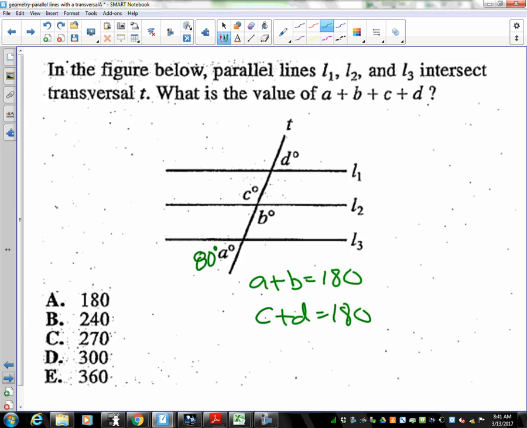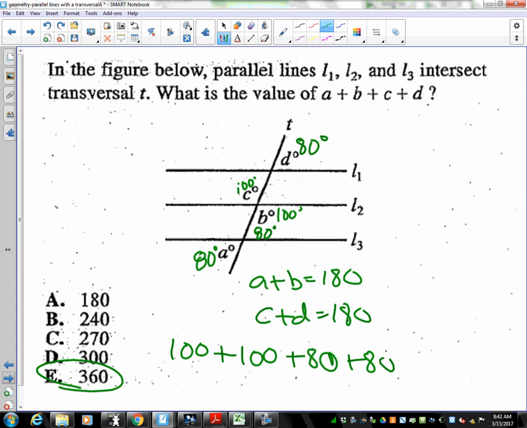Okay, so this one up here is alternate interior, so that one's 80. Now my vertical angle with A is 80, and since these are same side interiors, this one's going to be 100, and then this one's going to be 100. So I've got 100, 100, and then 80 plus 80. A lot of times you can take numbers and plug them into your problems and just see what happens. So that sum there is going to be 180, 180. So their sum is going to be 360.